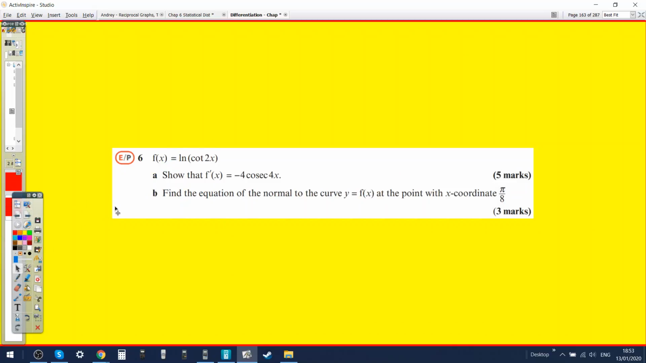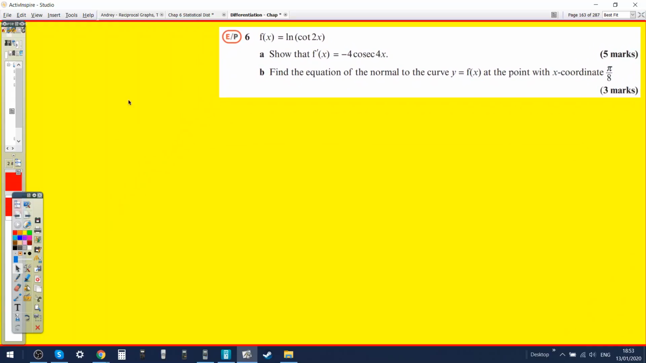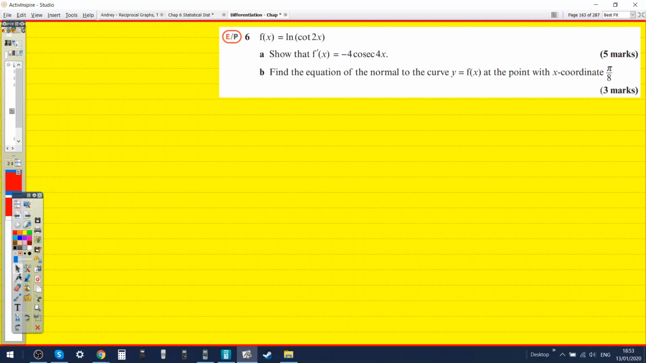Does further differentiation include differentiation of e and ln? Sure does. That's what you're looking at.